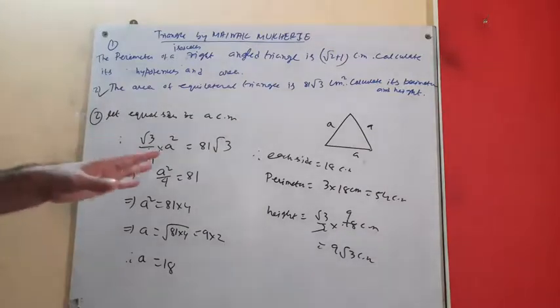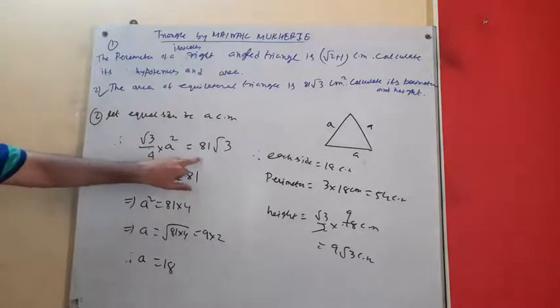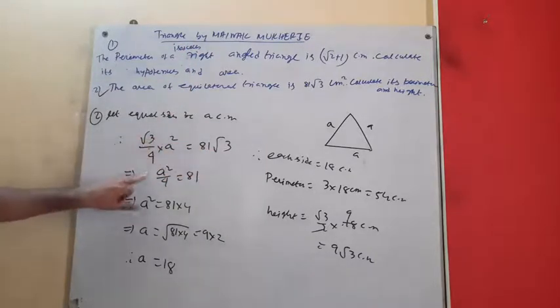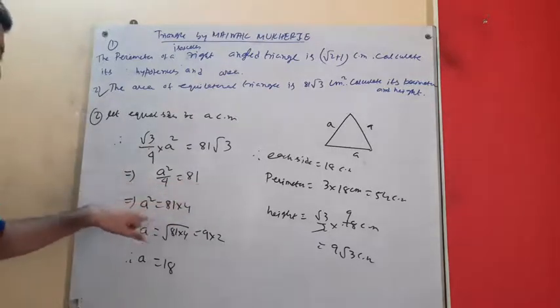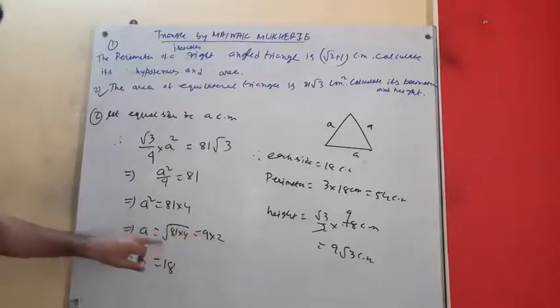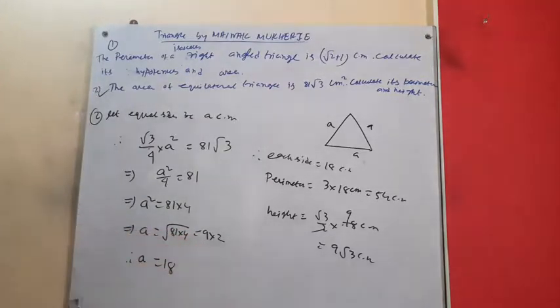Root 3 by 2 into side, and the side is 18. How do we get 18? Because the area is given. Area is root 3 by 4 into side square equal to 81 root 3, root 3 cancels. So a square by 4 equals 81, so 4 will go here. Square rooting, we get 9 into 2. Don't go for multiplication: the square root of 81 is 9, the square root of 4 is 2. So a equals 18. Now we go to the next one.